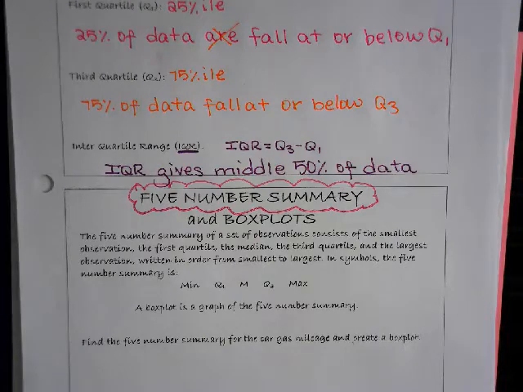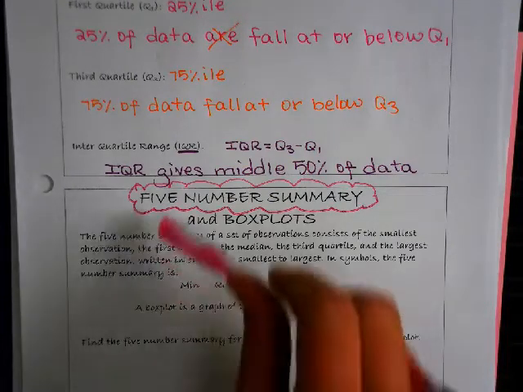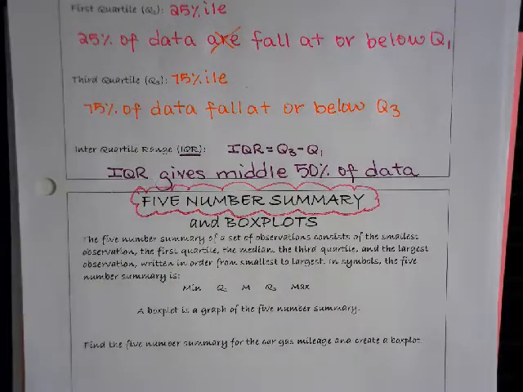So, who wants to read, not Nolan, not Jenica? Shania, thank you. A 5-number summary of a set of observations consists of the smallest observation, the first quartile, the median, the third quartile, and the largest observation, written in order from smallest to largest. In symbols, the 5-number summary is: minimum, Q1, median, Q3, max.